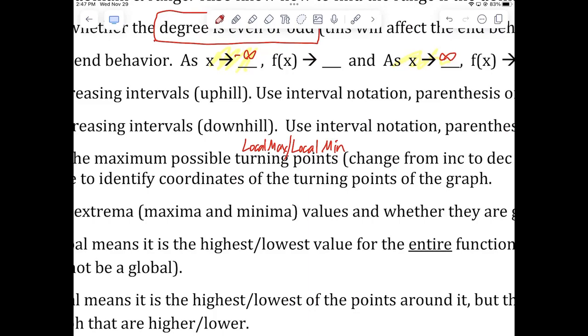These are like your vertices, okay? A local max basically is a hill, and a local min is a valley. These are your vertical about faces. Where does it go from increasing to decreasing or decreasing to increasing?